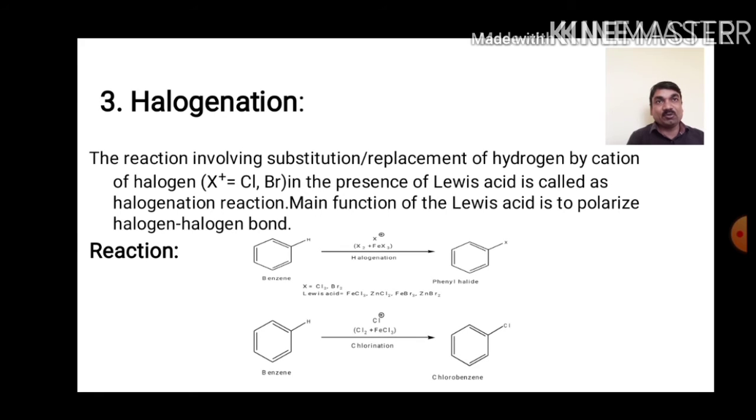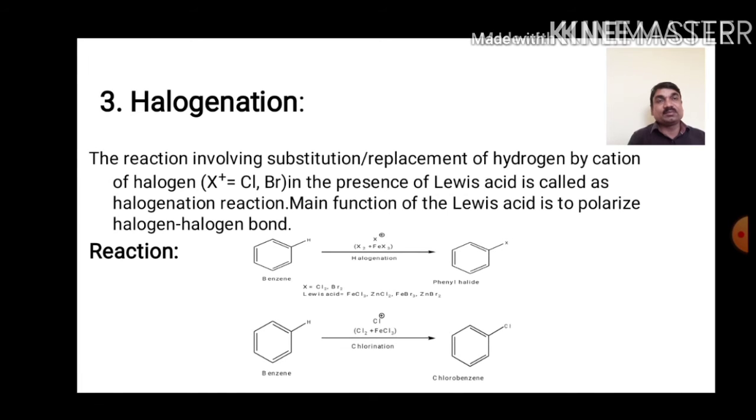Analogous reactions with iodine or fluorine are not synthetically useful because I2 is too unreactive and F2 reacts too violently. So here, when benzene is reacted with a halogen in presence of a Lewis acid, it results in the formation of phenyl halides. We take the example of benzene reacted with Cl2, that is chlorine, in presence of AlCl3 as a Lewis acid. Chlorination takes place and it results in the formation of chlorobenzene.